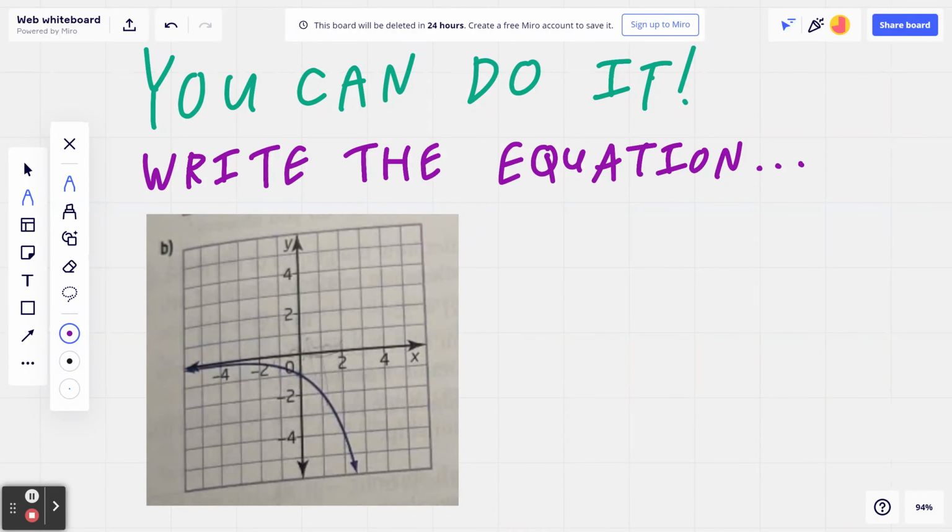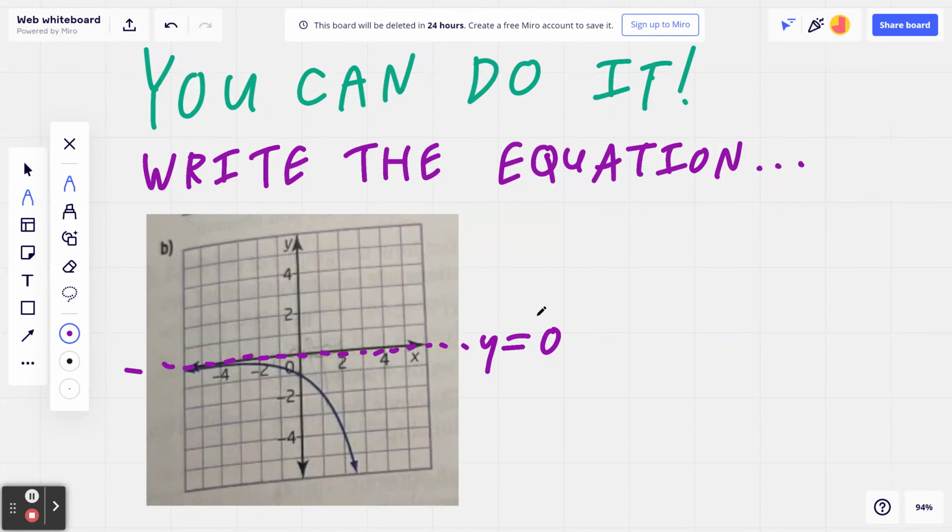Hi, everyone. Let's take a look at the following example. Write the equation for the following graph, and we're looking at this in terms of an exponential function. By inspection, when you look at this graph here, you will notice there's a horizontal asymptote at y equal to 0.